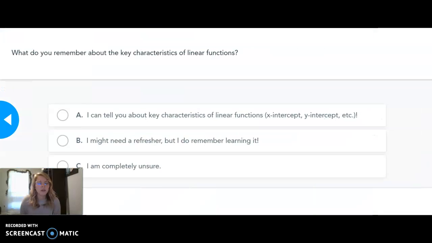All right, so what do you remember about the key characteristics of linear functions? If you're completely unsure, that's okay. You have two options here. B, if you need a refresher, you might remember doing it, but you don't remember exactly what they are. Or A, you can tell me about some key characteristics of linear functions. X-intercept, Y-intercept, whatever you may remember. So you guys have 3 seconds to do this.